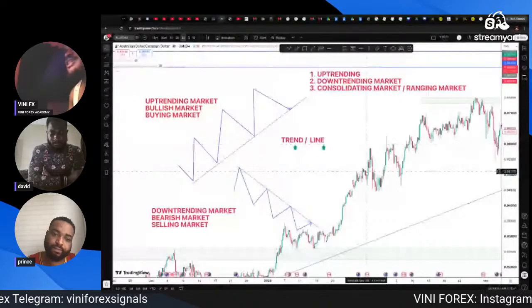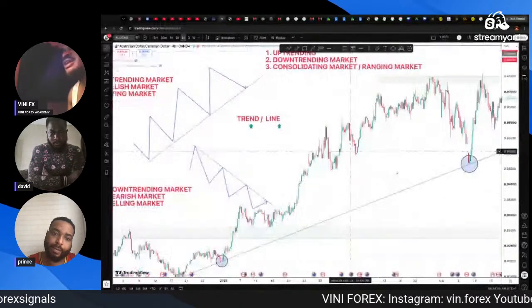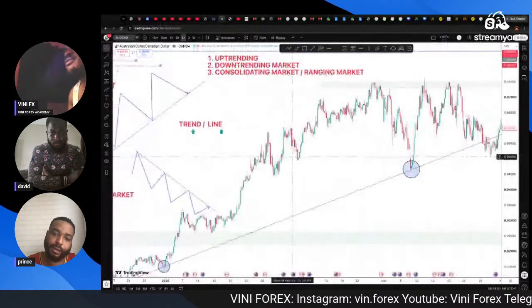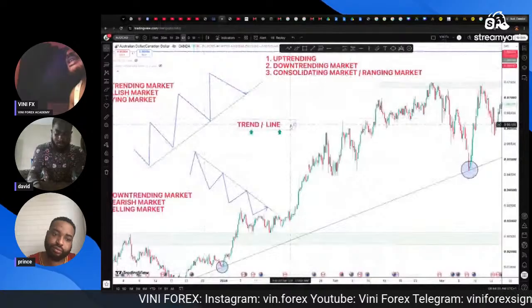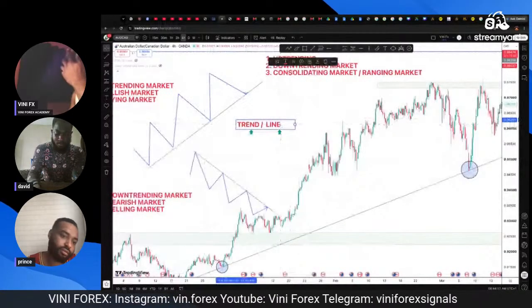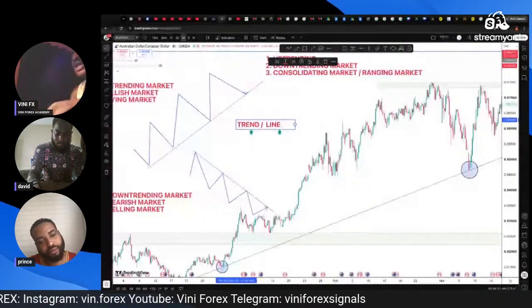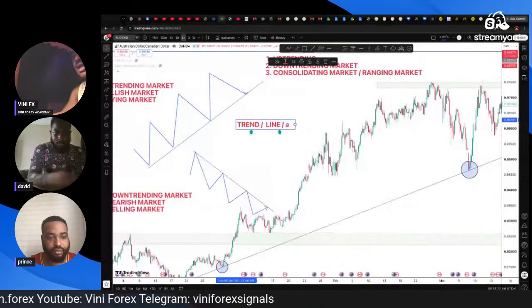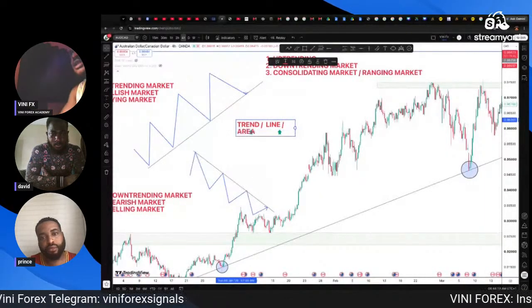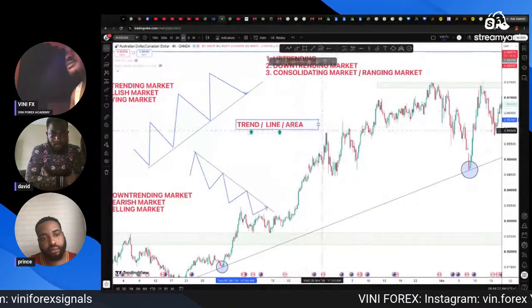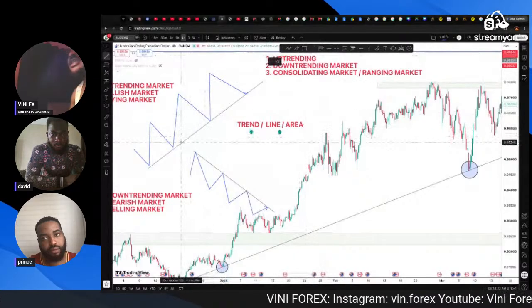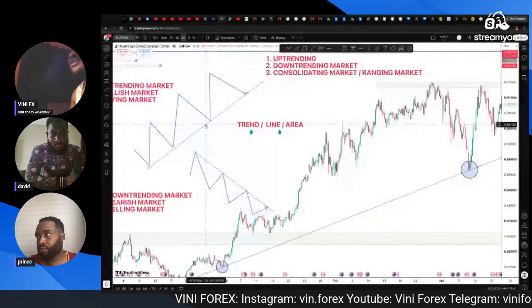So a trend line is not just a line. Like this one now, it's not just a line. It's an area. We also call it a trend area. Why? Let me show you an example now.